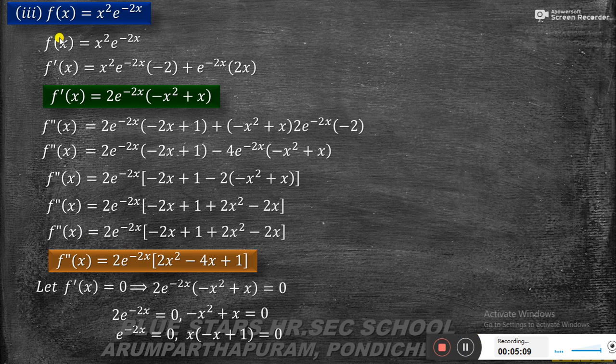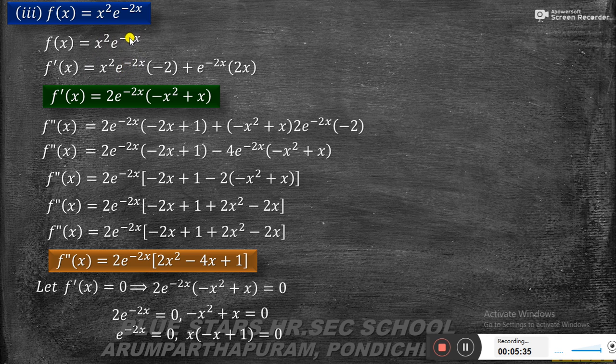So next, third subdivision, f of x equal to x square into e power minus 2x. So I write the given function f of x equal to x square e power minus 2x. Now I differentiate the given function with respect to x. f dash of x equal to, now I write x square into, I differentiate the e power minus 2x. Differentiation of e power is the same exponential function, e power, that I write.